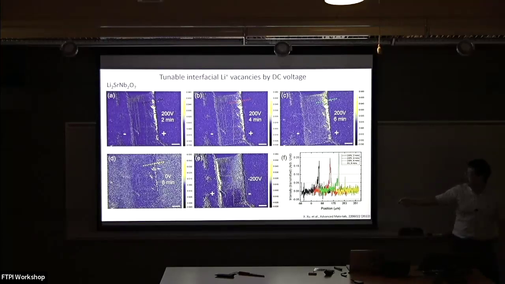You see in 2 minutes, the intensity disappears. And if I reverse the direction of the 200 volt voltage, the intensity just shows up at the other side of the electrode. That means inside the sample, there's something, lithium or lithium vacancy, flowing. They can be driven by applying a DC electric field.